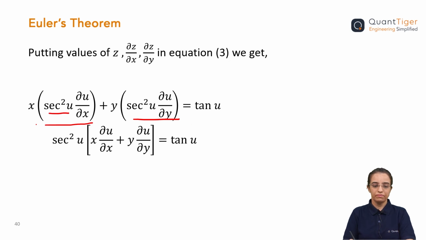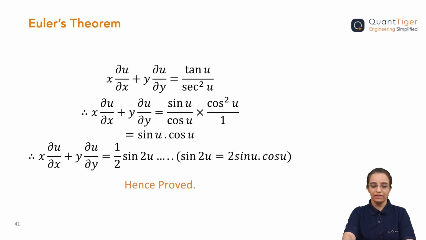Here if you see in the bracket, this is common. I can take it outside from both the terms. So left over will be x into del u by del x plus y into del u by del y, which is equal to tan u. So simply I can shift this term to the right hand side, so it will get divided, which I did here.